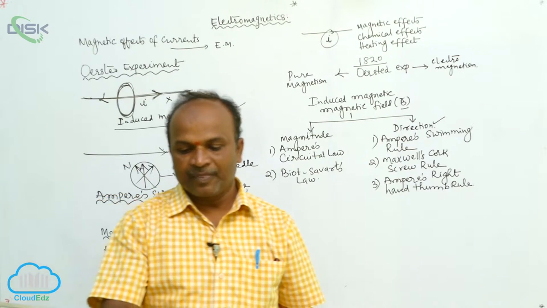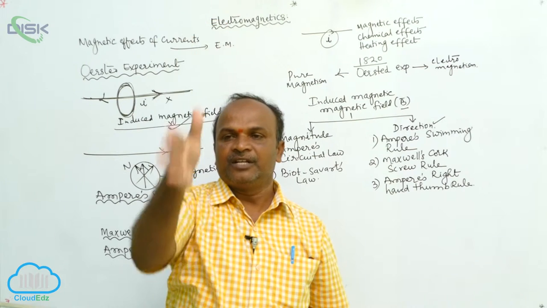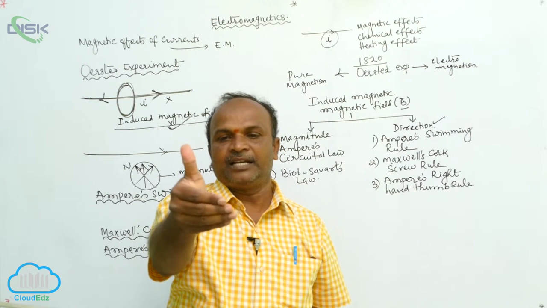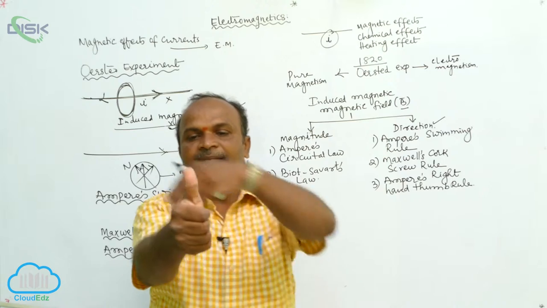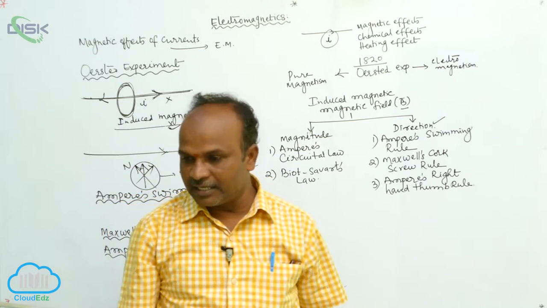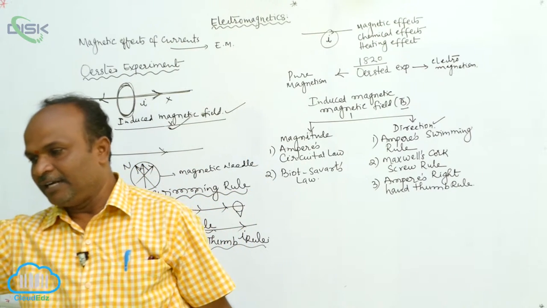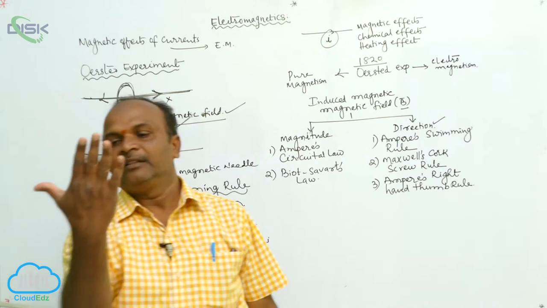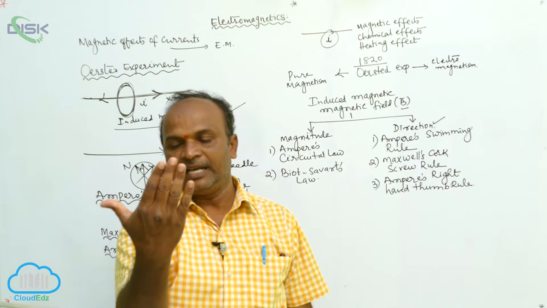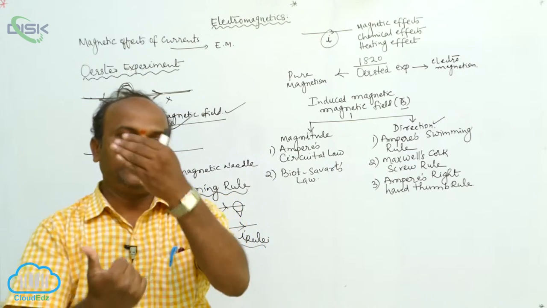Let us consider the current is passing like this. The current is in the upward direction. Then the right hand thumb is placed in the direction of the current, and the magnetic field is produced like this. Now let us consider the current is from right to left. Then the right hand thumb is placed in the direction of current, and the curl of the four fingers gives the magnetic field.